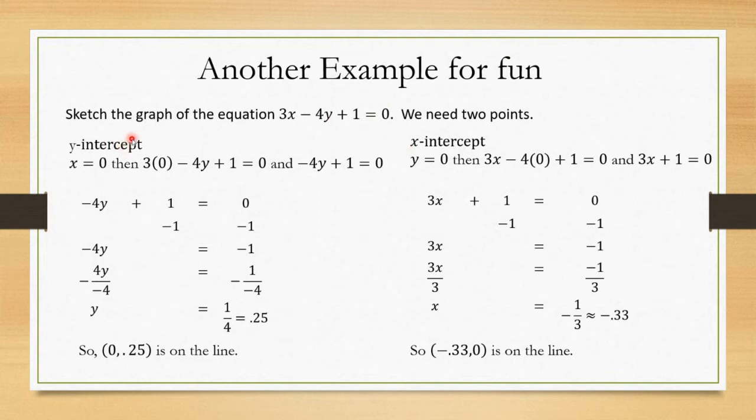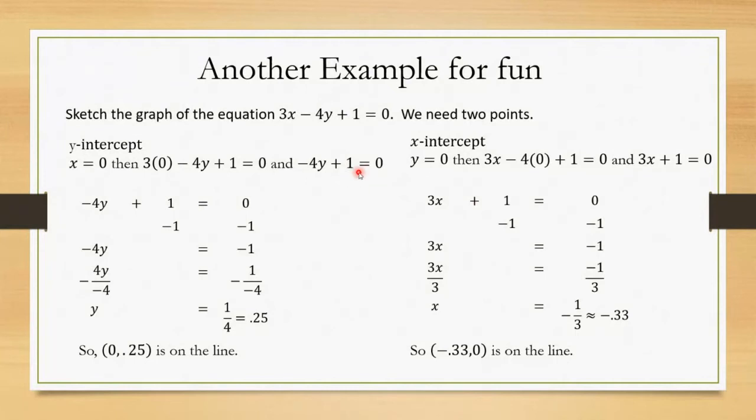So for the y-intercept, remember what that means is you set x equal to 0. Then you're going to plug in x equals 0 and solve for y. So that's what I'm doing here. So 3 times 0 minus 4 times y plus 1 is 0. So the 3 times 0 is gone, and we get minus 4y plus 1 equal to 0, as over here. And now we just got to figure out what y is, but that's not so bad.